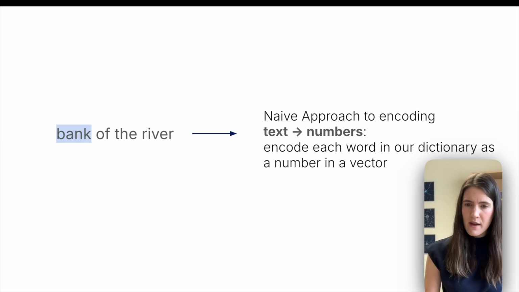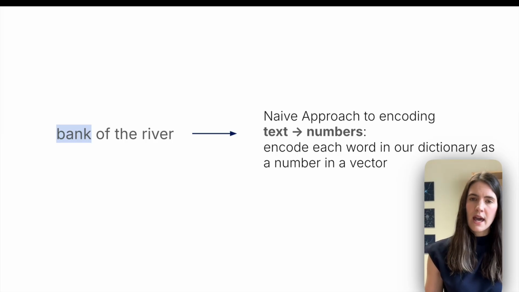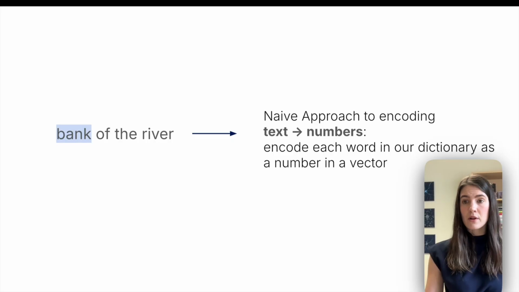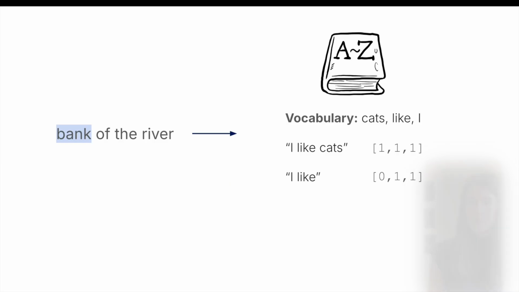numbers, is to encode every single word in a dictionary as a number in a vector, kind of like the colors, right? We had all of those different colors. We could do that with just every single word in a dictionary, and then whichever word it is, we just assign that a 1. So it would look something like this, that if our entire dictionary only contained 3 words, cats, like, and I, we might encode the phrase I like cats as 111, and we might encode the phrase I like as 011, because cats isn't in the phrase I like.